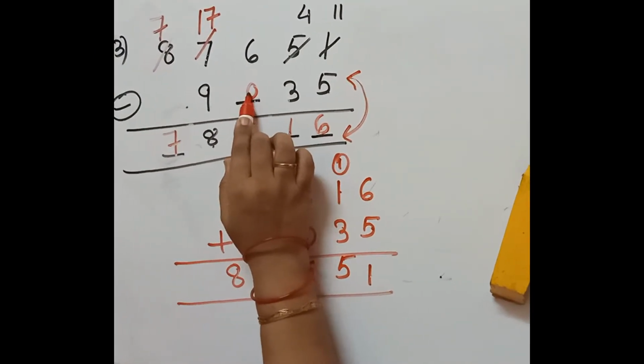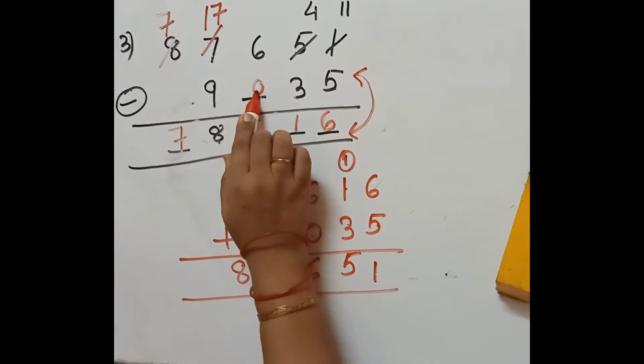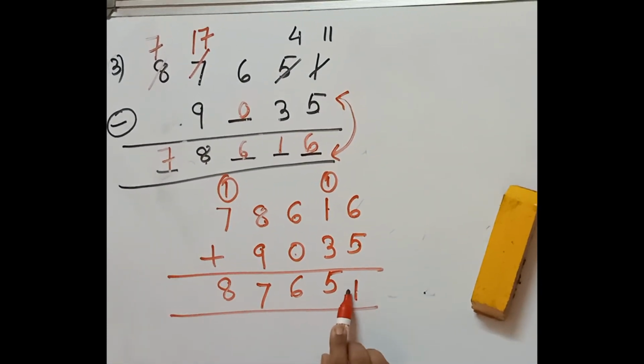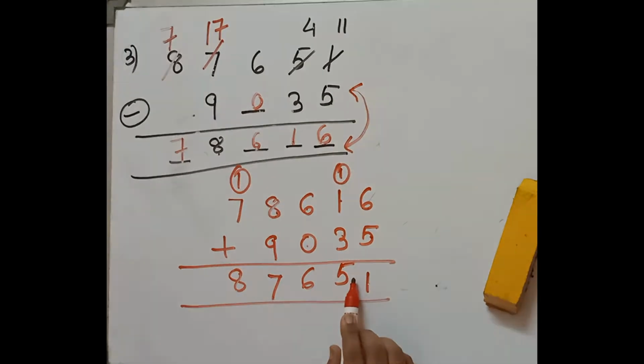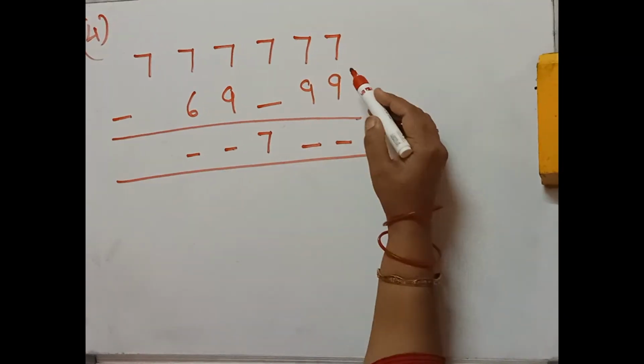You can take any number here because we want to check the number. Suppose if the number is not here, it means the number here will be different. But when we take 0, we are getting the same number. Okay. Now we will move to the fourth question. Now this is the fourth question. Now we are going to subtract this.